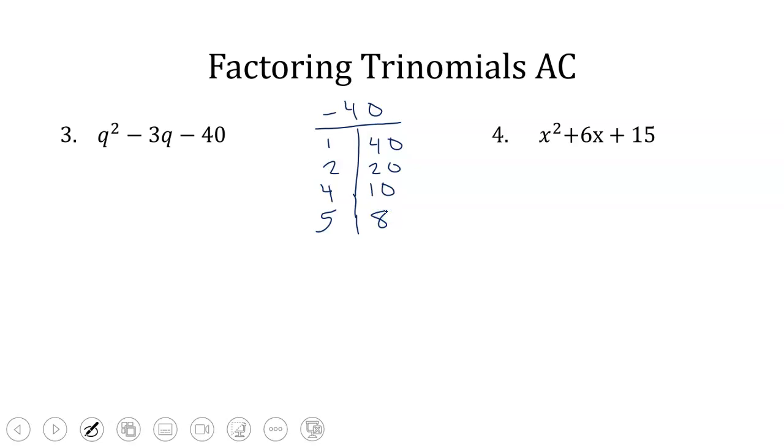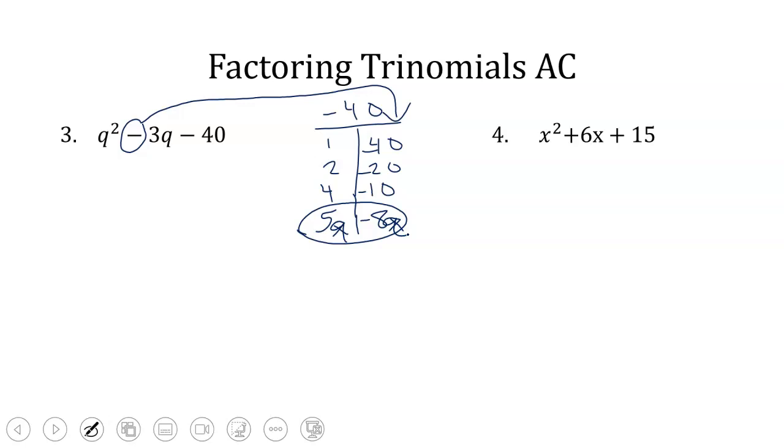Now, when they multiply to a negative, that means one of them is going to be negative. Look at the middle sign. The middle sign goes to the higher side. So that means this side is going to get the negative and the other side stays positive. So now we're looking for negative 3. Which ones add to negative 3? 5 and negative 8. Make sure you put your X because we are taking these two numbers and rewriting the middle. Or in this case, I'm sorry, put a Q.